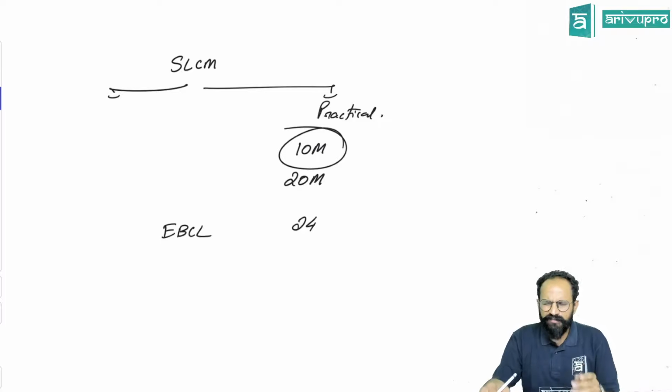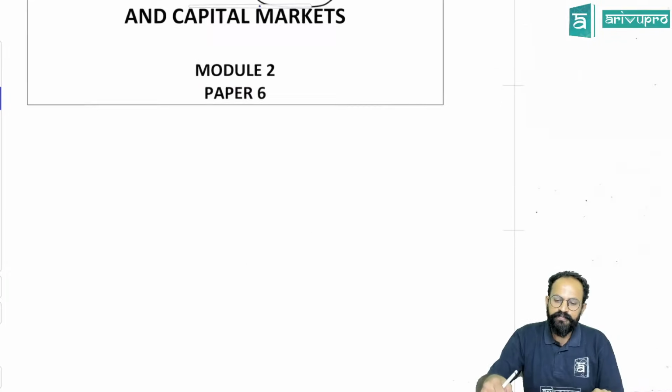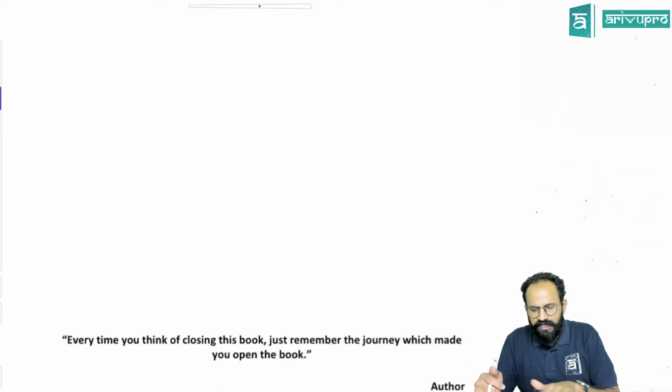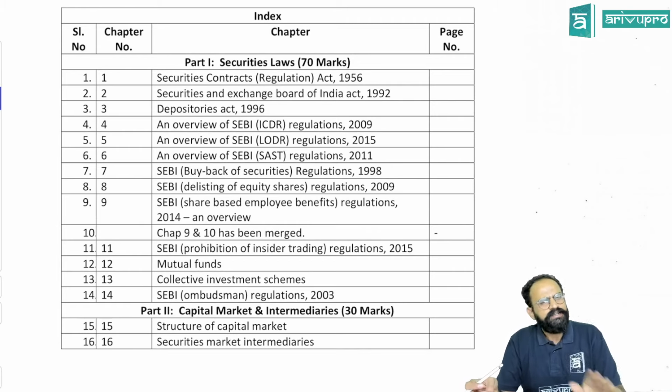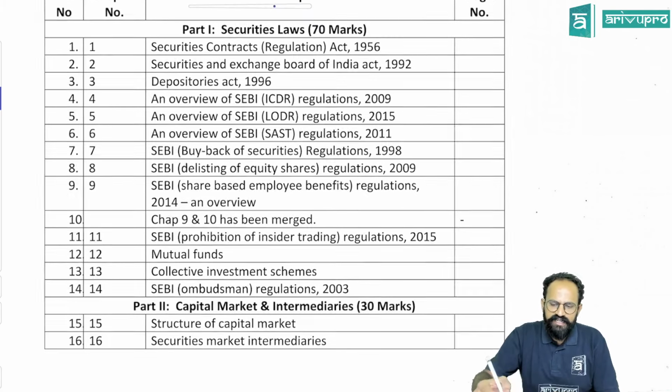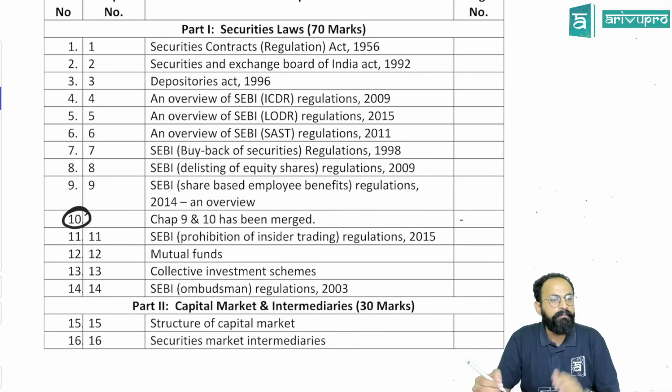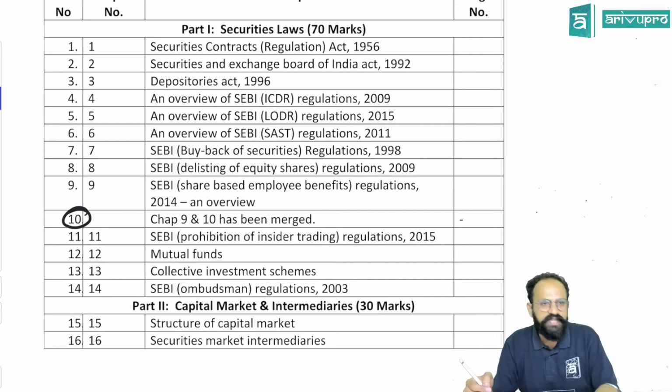We'll see EBCL more. When we start EBCL, I'll tell you. Okay, Securities Laws and Capital Markets, people. So plan your study a little wisely. Because in your complete SLCM, there are 16 chapters. Technically, there are 15 chapters only, because the 9th and 10th chapters are now merged into one chapter. So technically, it is only 15 chapters.